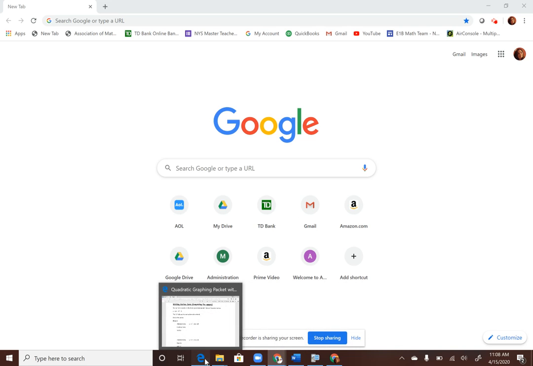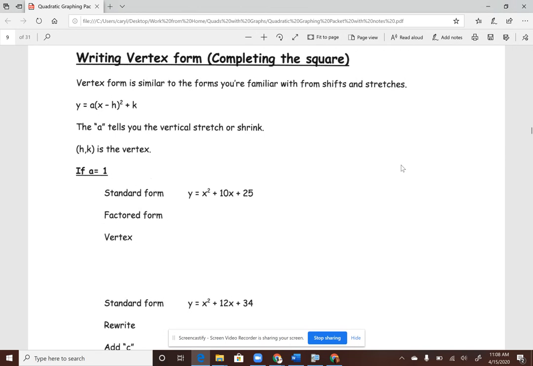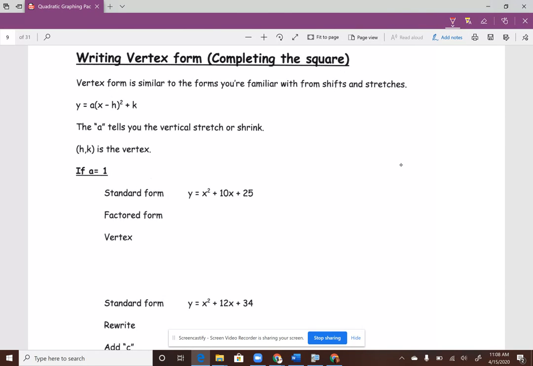Today we're going to be talking about vertex form, which is very similar to the vertex form of absolute values. If you think back to when we did that, I'm going to say November-ish, that looked like this: the absolute value of x minus h, close absolute value bars, plus k. You'll notice how similar they look. This is the vertex form for parabolas or quadratic equations.